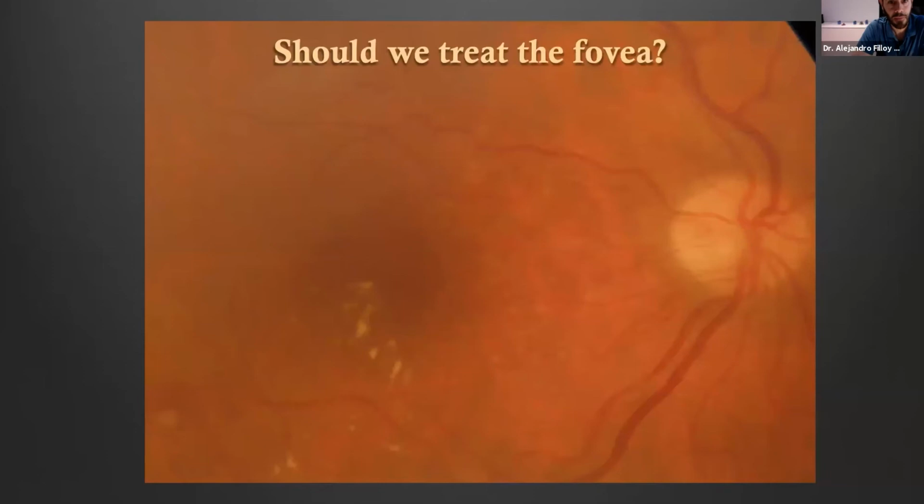Should we treat the fovea? Well, we have two correct answers to this. One is yes. If you know what you're doing, you can treat the fovea. Literature is on your side. The other correct answer is there is no need to treat the fovea.